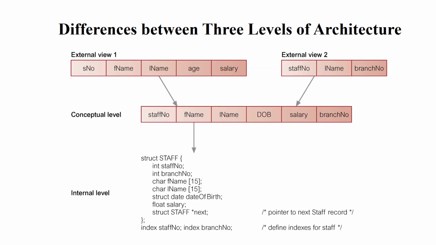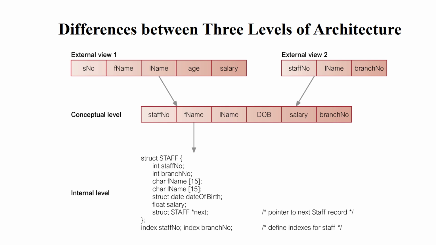Let me give an example. Yes, this is the difference between the three levels of architecture we have here. The first one is the user level. I have a database that has been defined in the conceptual level: staff number, first name, last name, date of birth, salary and the branch number he belongs to. This is a complete schema that we define. Some of the data is shared to external user 1 and some of the data can be shared to external user 2. Likewise, the same database can be given privilege to different users with different data values.